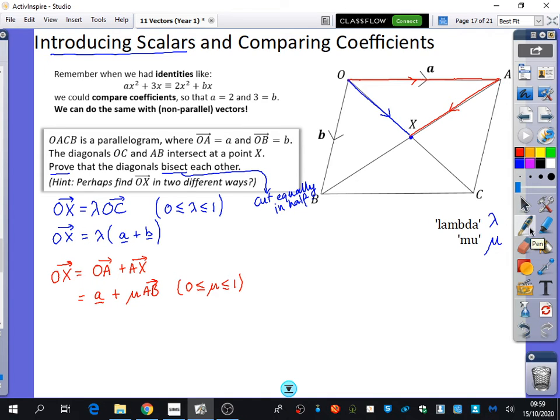So we also better find out what AB is equal to. I'm just going to do that somewhere else on the page. What is AB equal to in this diagram? Minus A plus B, or B minus A, okay? Because these are both position vectors, so it makes sense we have it like this.